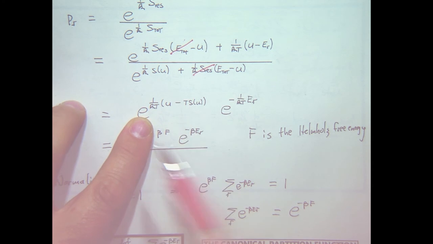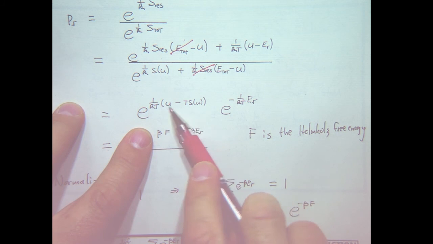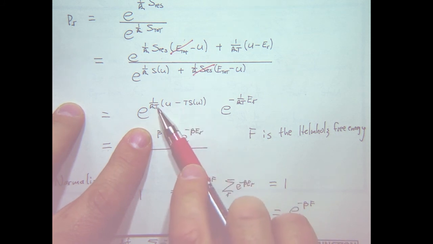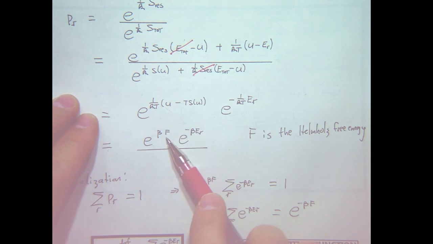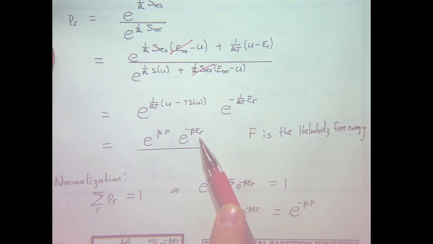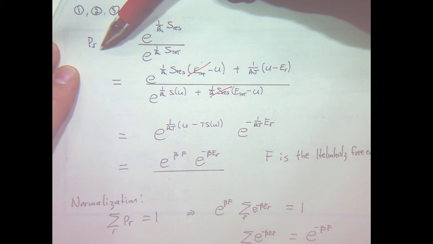So completely naturally, what comes out of the mathematics, what's that? That's the Helmholtz free energy. That's beta, the inverse dimensionless temperature. E to the beta F, where F is the thermodynamic Helmholtz free energy. And there you've got e to the minus beta E_R. And that is the probability that the subsystem of interest is exactly in state R with energy E sub R.